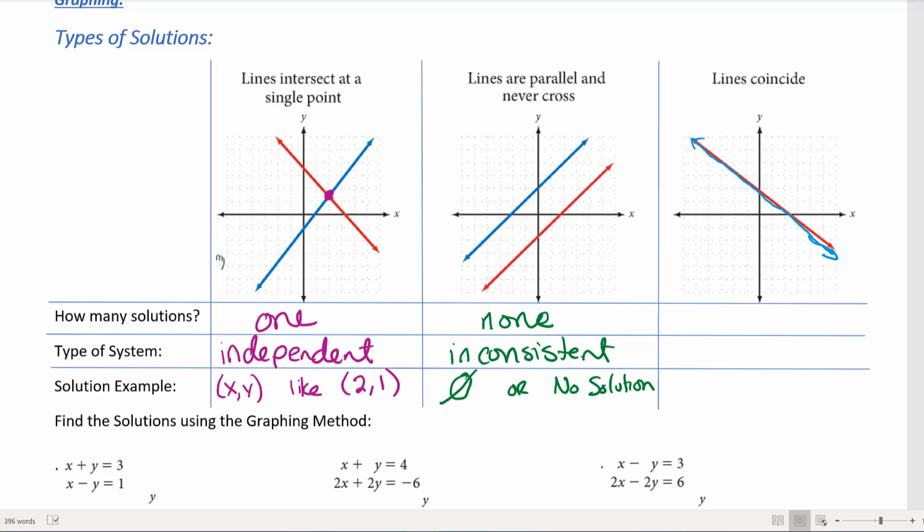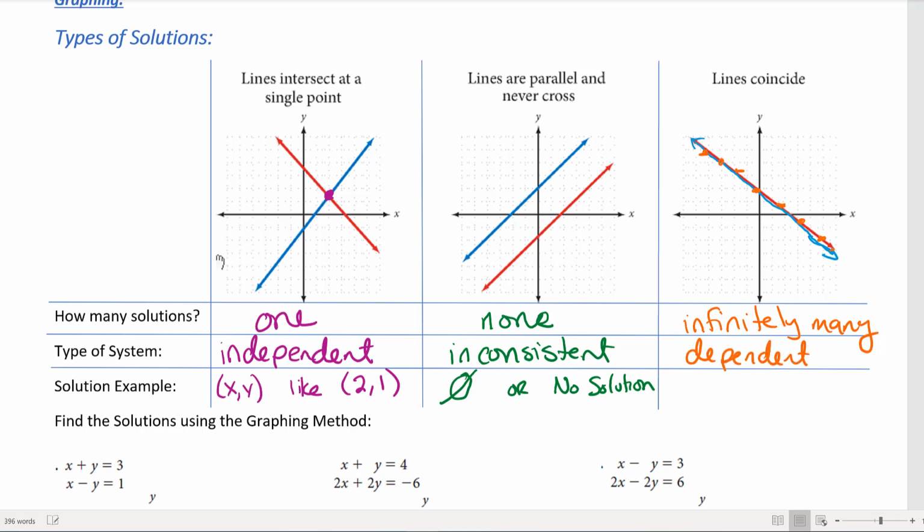In our last example, or when the two lines coincide, how many solutions are there? Well, there's a lot of solutions. Every point on this line of the red line is also on the blue line. Every single point. So how many solutions? Well, there's infinitely many solutions. The type of system, we call it dependent.